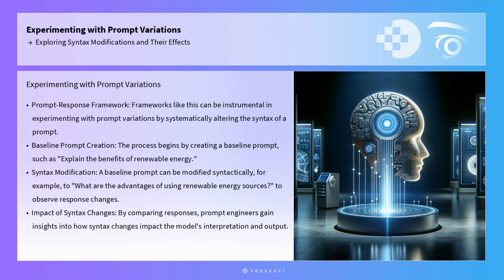Frameworks such as the prompt response framework can also be instrumental in experimenting with prompt variations. This framework involves systematically altering the syntax of a prompt and observing the changes in the model's response. The process begins by creating a baseline prompt. For example, a prompt like "explain the benefits of renewable energy" can be modified syntactically to "what are the advantages of using renewable energy sources?" By comparing the responses to these different prompts, prompt engineers can gain insights into how slight changes in syntax impact the model's interpretation and output.